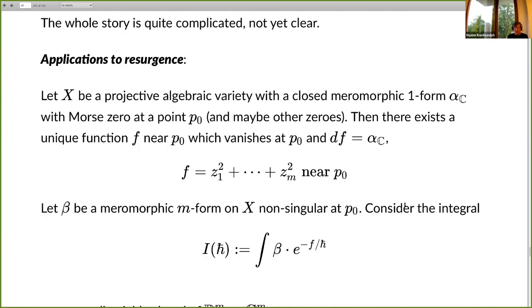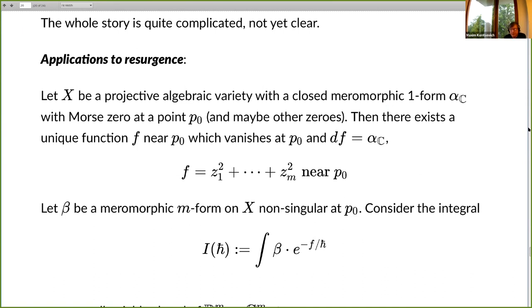Okay, now, what should be the application to the question of what's called resurgence. I will explain in a few minutes what resurgence is. Suppose I have a projective algebraic variety with a meromorphic closed one-form alpha, which has a Morse zero at some point P0, and maybe other zeros that are not isolated, I don't care.